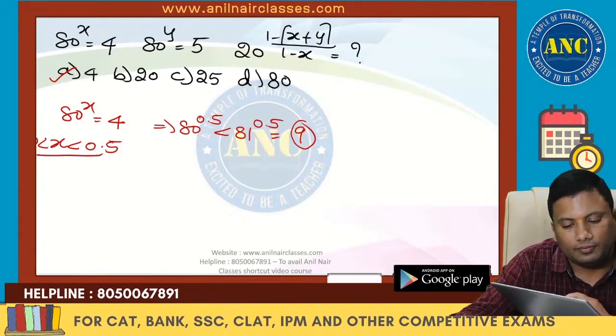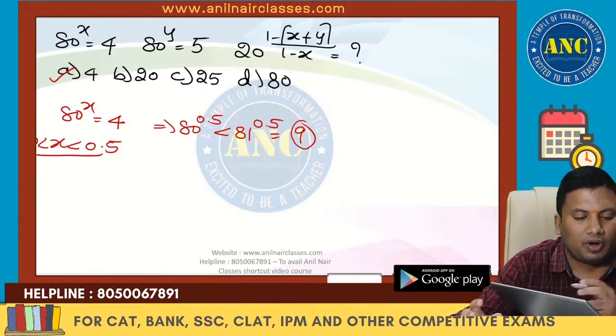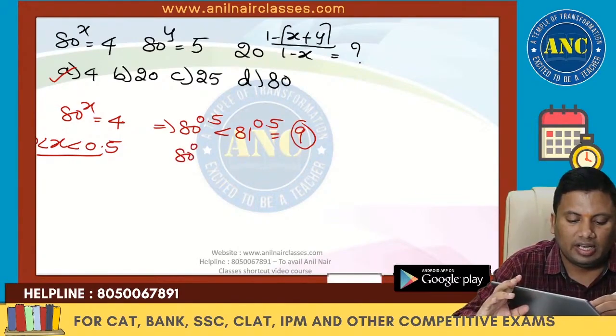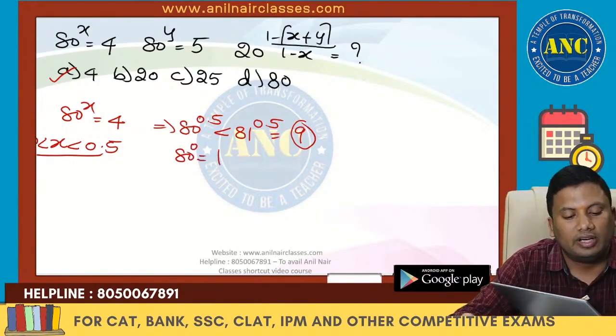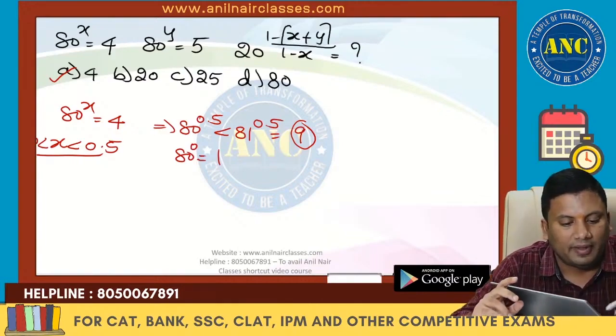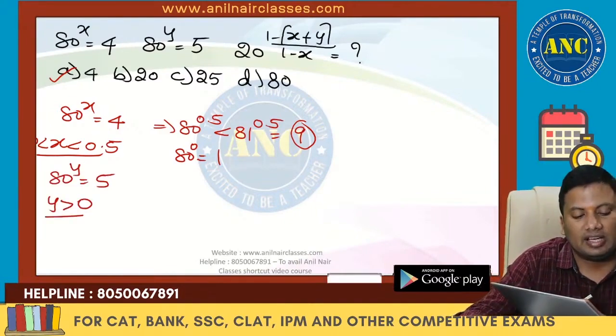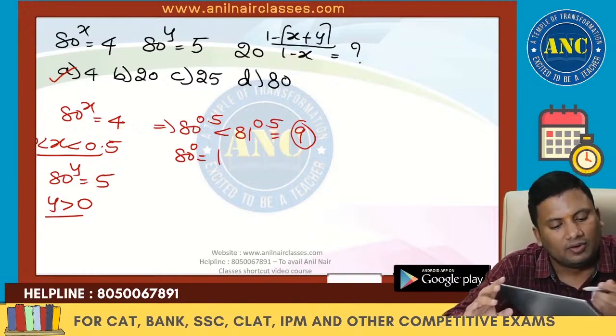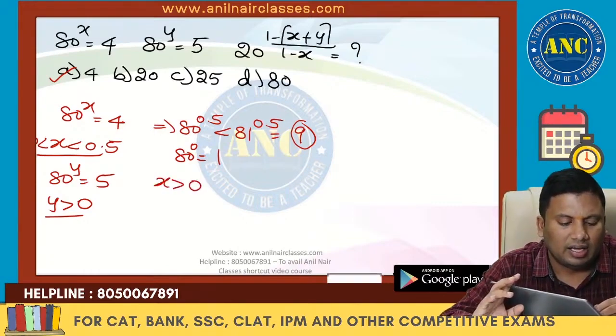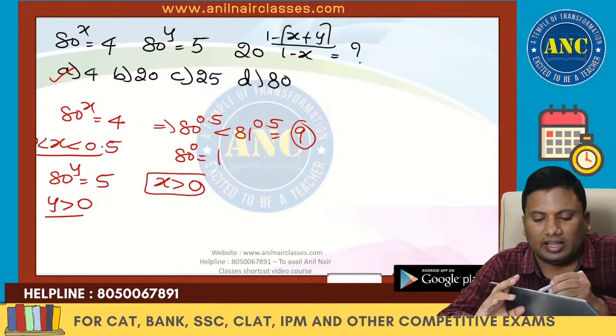So the value will be just less than 0.5. 80 power 0 is 1. Are you all with me? So x is from 0 to 0.5. Similarly, 80 power y is 5. That means just by looking at the question, I can say that y is greater than 0. You just require x greater than 0 and y greater than 0.